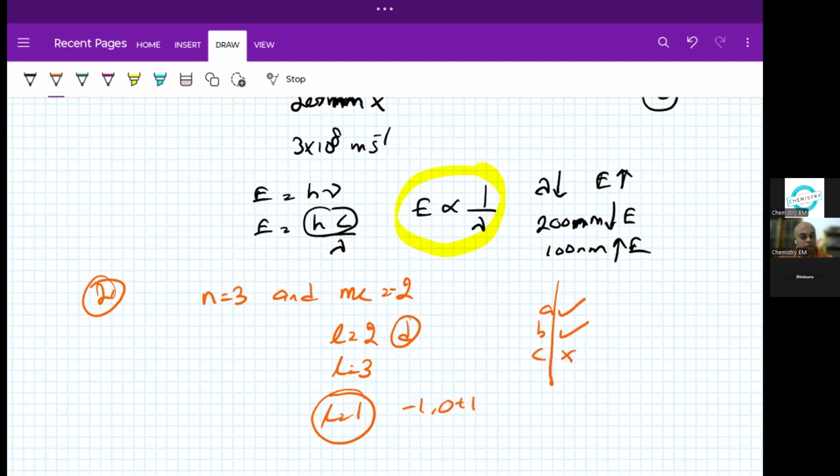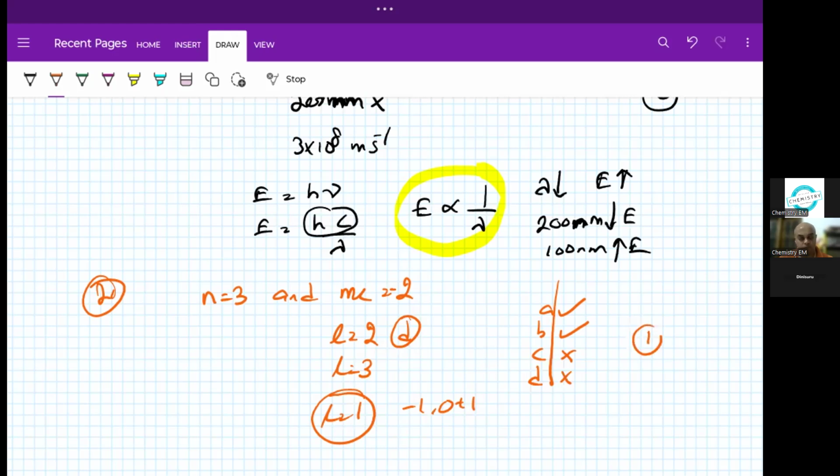The electron must have a spin quantum number ms equals plus half. Because of the word "must", we can't say that this is correct, because when ml equals minus 2 and n equals 3, ms can be minus half and plus half. So D is also wrong. So the answer is first one and second one is correct.